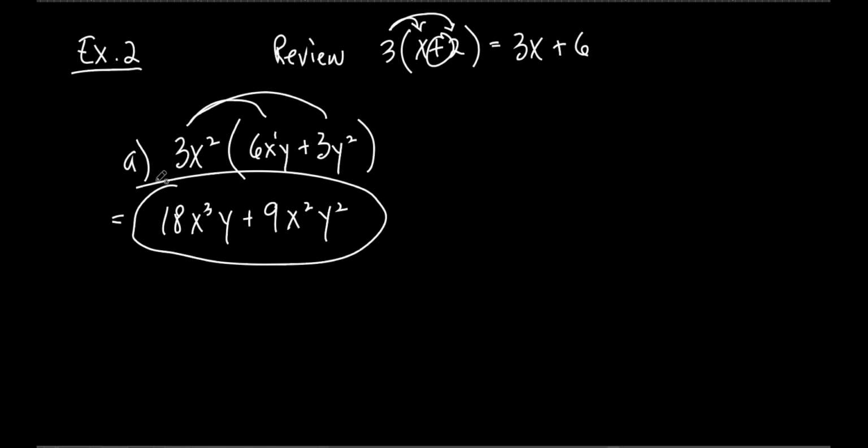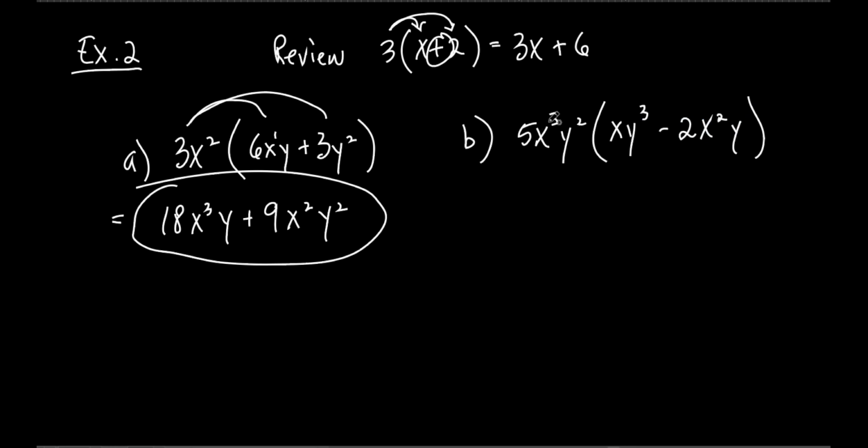Again, that's part A. Part A is always the easiest one. The more we go, the more difficult they get. But it's not going to be much more difficult. So we've got 5x cubed y squared. We've got xy cubed. We've got minus 2x squared y. All right, here we go. We're going to take this thing on the outside and we're going to distribute it. It might be the last time I put those little arrow things there, okay? Hopefully you get the idea.